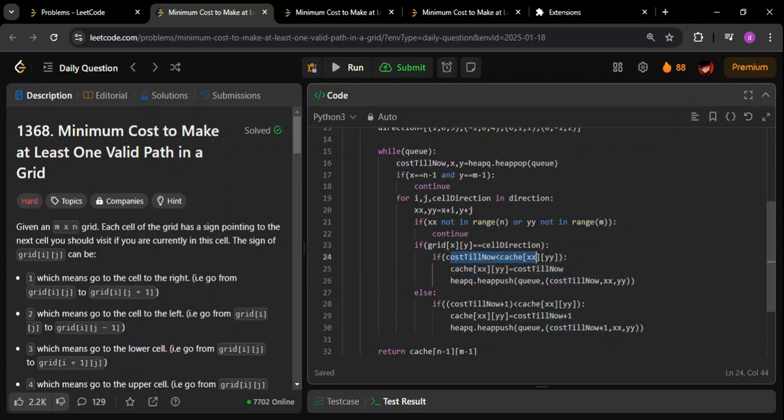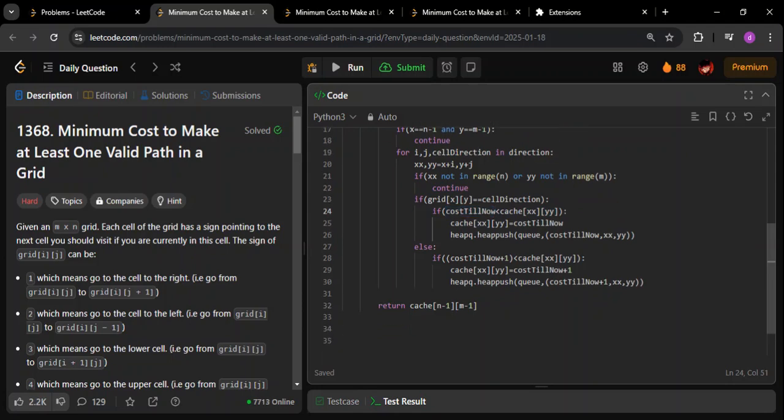Okay, that exploration will not happen, because this condition will be violated there. So only if the cost to visit a cell is lower than the previously visited cost, only then we will explore it again. Otherwise we will not do that. So yep, that is how it is going to work.